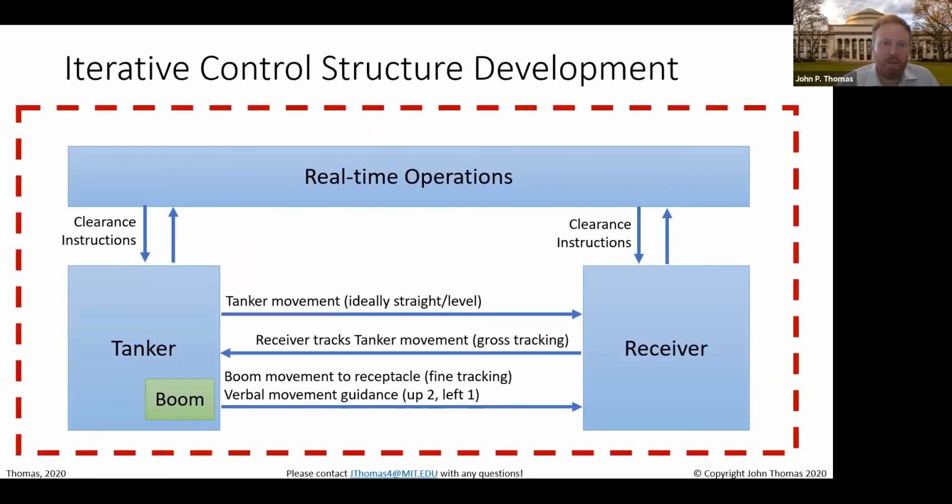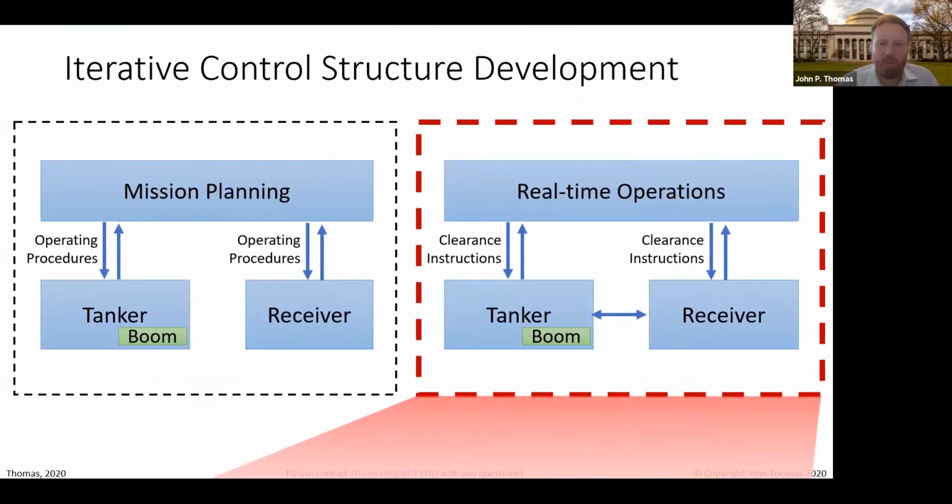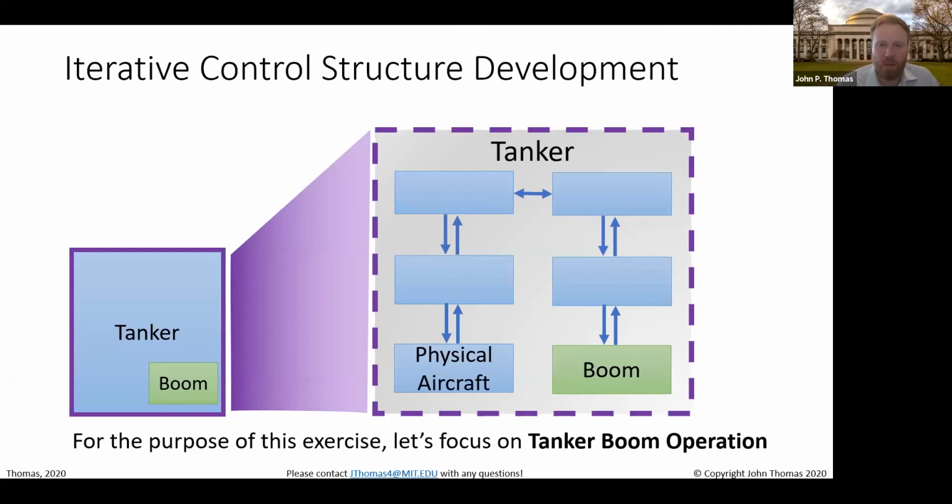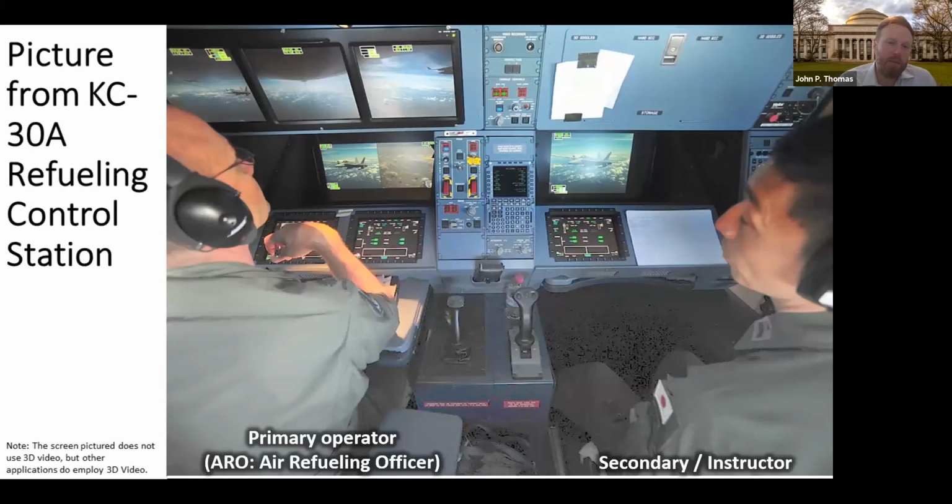Normally, we wouldn't just put this control structure and do this analysis. We would start way back here and come up with higher level requirements, higher level constraints and scenarios to try to mitigate. But just in the interest of time, this is what we're going to spend most of our time on. So what does this look like inside the tanker? Let's look very carefully at how the boom is controlled. So on a KC-30A, this is what the refueling control station looks like. Again, we're not analyzing any one of these aircraft. I'm just giving you some examples so you have a frame of reference.